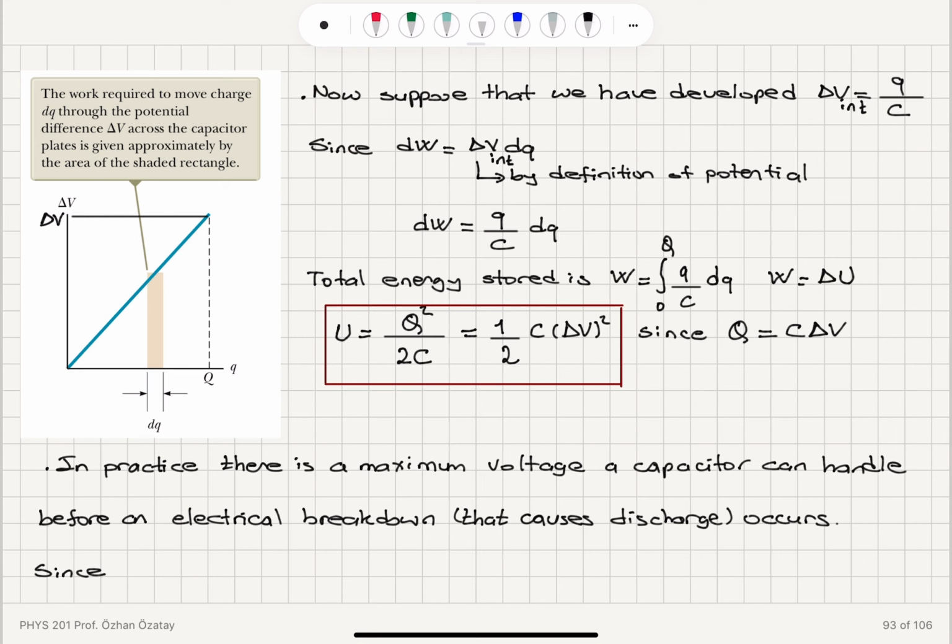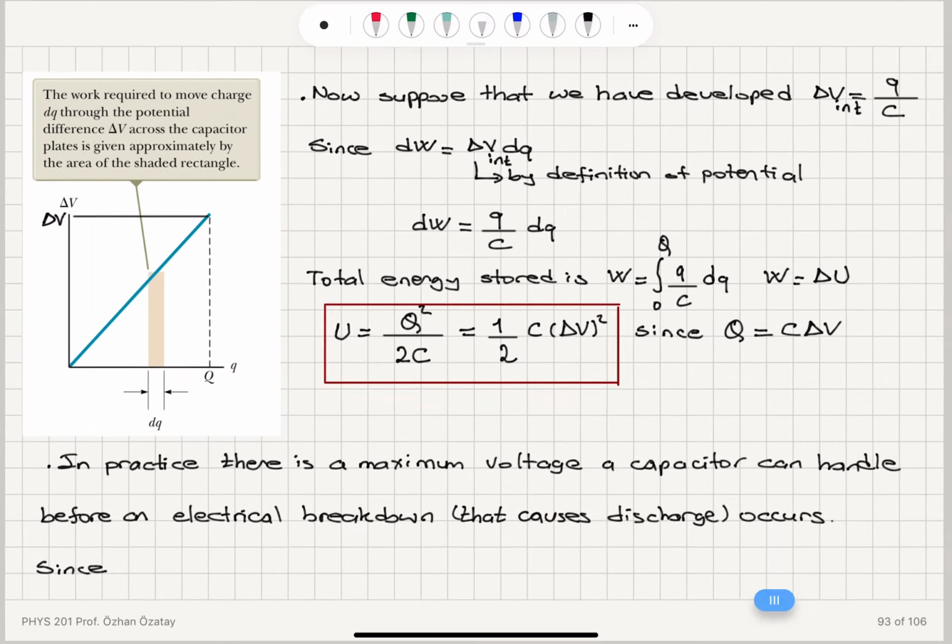Okay, so if we store a charge capital Q in a capacitor, the potential energy stored is Q squared over 2C, or if we develop a potential difference delta V between the two plates, it's 1/2 C delta V squared. Now, this graph seems to suggest that we can continue with this process, but in practice, there is a maximum voltage a capacitor can handle before an electrical breakdown occurs.